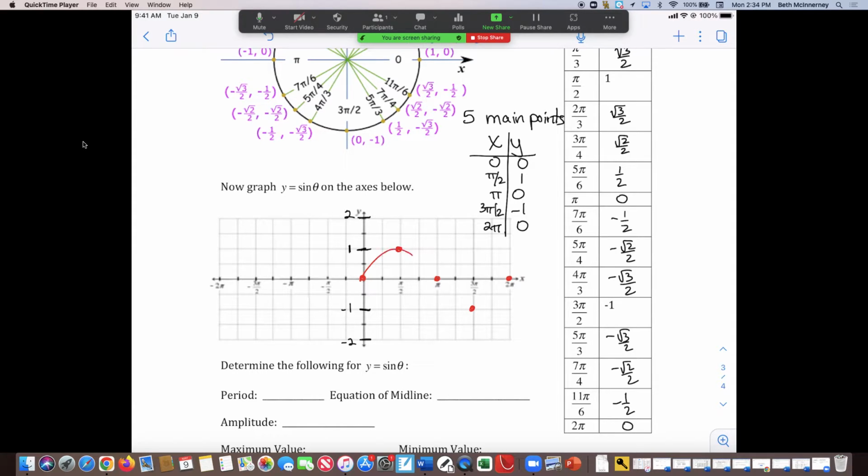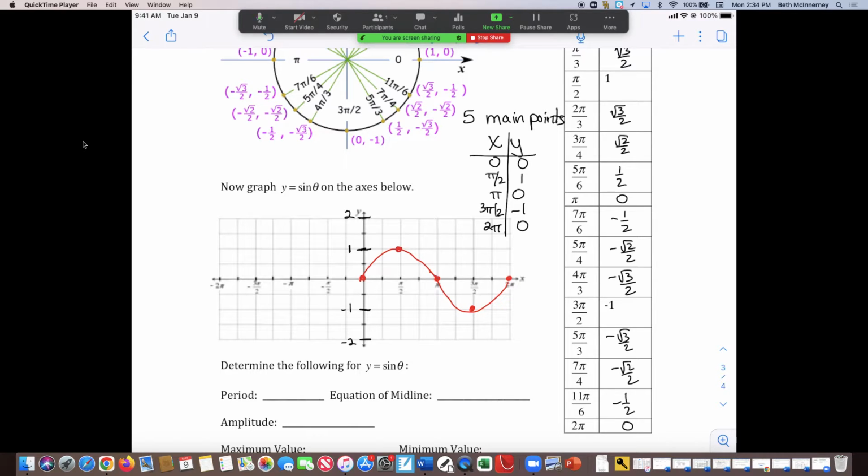Now this is called the sine curve, and it's not V's. Make sure you're not making lines between these. These are nice curves, and how I'm getting those is because if you're graphing radical 3 over 2, and then square root 2 over 2, and then the 1/2, it's making this nice rounded curve, okay?